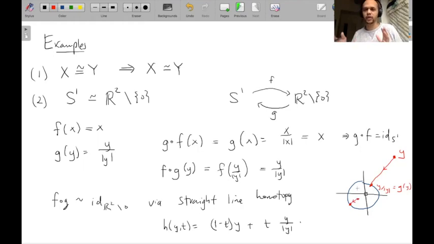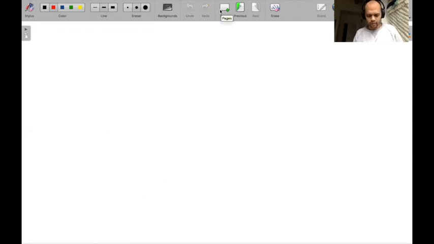So this is a homotopy of maps of the plane minus the origin. Okay, so that's all right. So we see that this proves that these two spaces are homotopy equivalent, despite the fact that they're not topologically equivalent. I guess we haven't proved they're not topologically equivalent, but it is true.